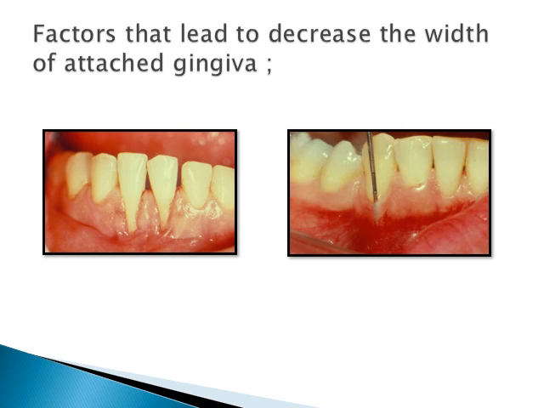Factors that lead to a decrease in the width of attached gingiva, as I mentioned in the previous slide: first, the amount of attached gingiva is insufficient from the start. The second factor may be the presence of gingival recession. The recession reaches the mucogingival junction, and a deep periodontal pocket may reach to or beyond the alveolar mucosa.